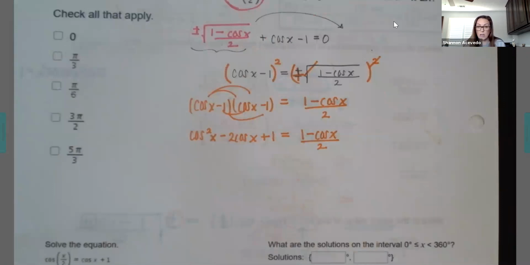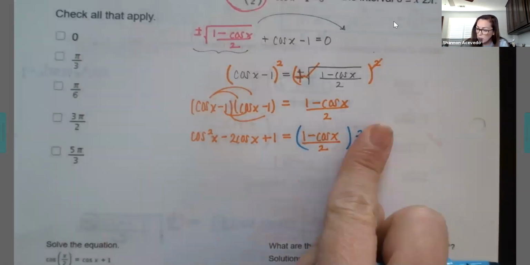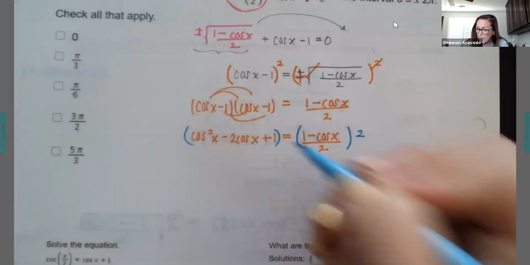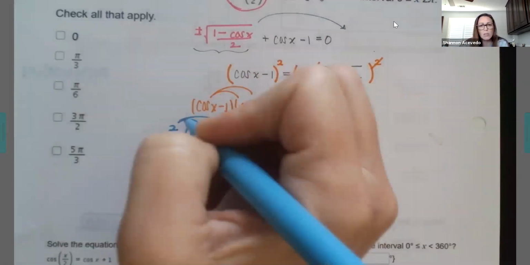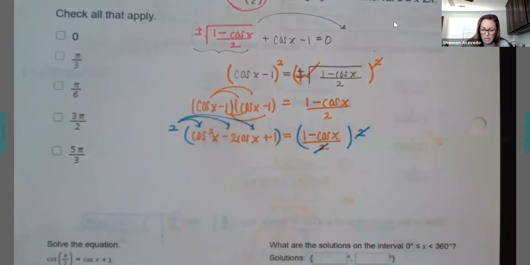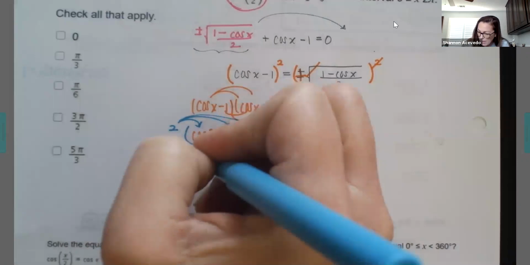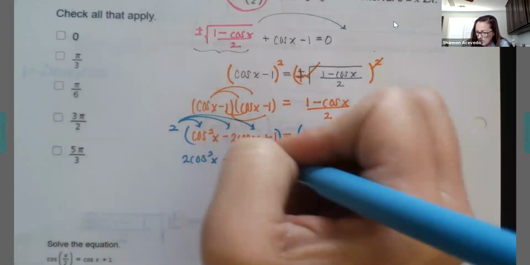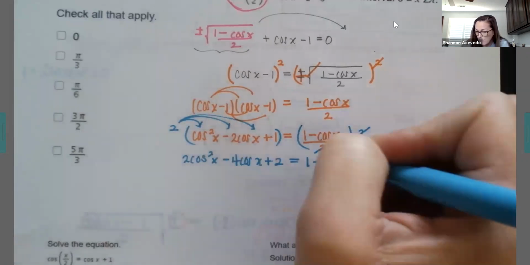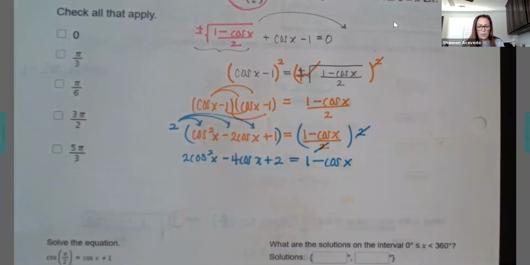That's an easy fix though, because if I want to get rid of this 2, why don't I multiply it by 2? But what I do to one side, I have to do to the other. So I'm going to multiply everything over here by 2. So these 2's cancel, and these just all get multiplied by 2. That's easy. We can easily do that. So I end up with 2 cosine squared of x minus 4 cosine of x plus 2 is equal to 1 minus cosine of x. This is something that we can work with now.